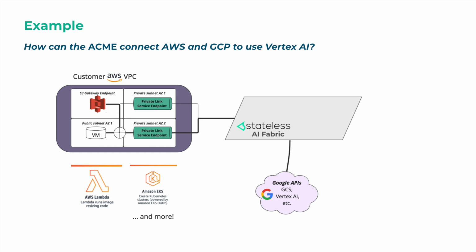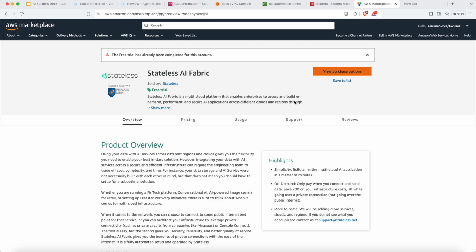You'll notice they have two private link service endpoints for a highly available connection, a virtual machine to interface with the connection, and an S3 gateway endpoint so that they can transfer data. While today we'll be showing a data transfer by utilizing a virtual machine, there's also opportunity to use AWS Lambda functions for serverless code, a Kubernetes cluster, and many more resources within the VPC to take advantage of the connectivity to Stateless AI Fabric. Now I will demonstrate what the process looks like for an Acme engineer who wants to connect AWS to Google Cloud.